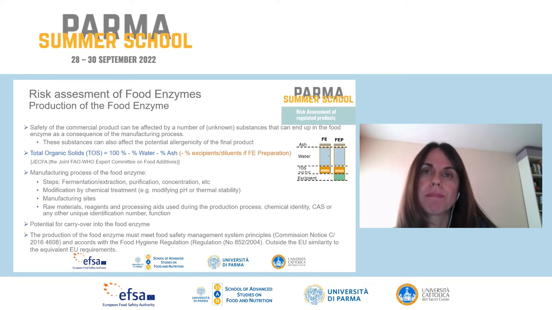of any chemical treatment performed. For example, sometimes chemical treatments are used to modify the thermolability of the enzyme. Also information of how many manufacturing sites are involved in the production of the enzyme. And of course, information regarding the specific raw materials, reagents, and processing aids used in those steps, with information on their function, chemical identity, CAS, or any other identification number.